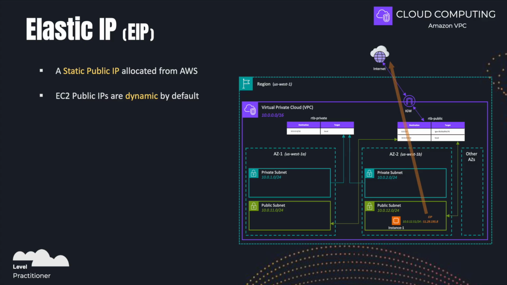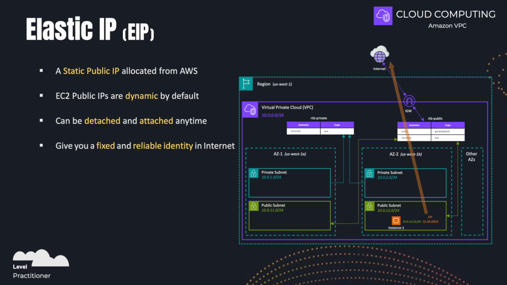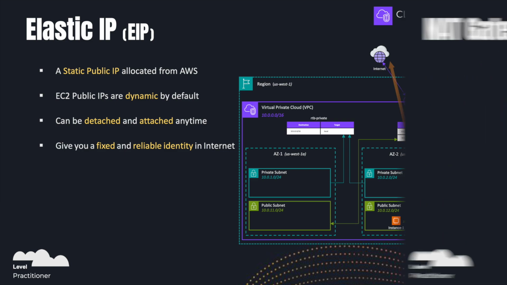You can allocate a static IP from AWS and then attach it to your instance, ensuring it always has the same address even after reboots or stop starts. You can also detach the elastic IP and reattach it to another instance if needed, which makes failover and recovery much easier. In short, an EIP gives your resources a fixed and reliable identity on the Internet, unlike the default dynamic public IPs. As you can now see in the diagram, when the elastic IP is attached to instance 1, all of its external communication is routed through that fixed IP address.